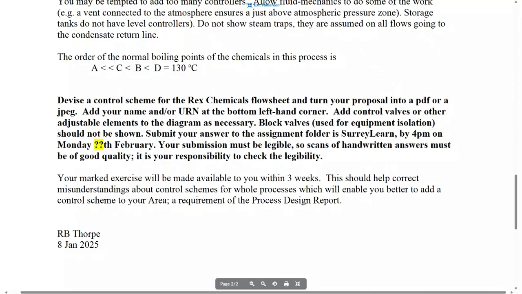This should help correct misunderstandings about control schemes for whole processes, which will enable you to better add a control scheme to your area, a requirement of the process design report. The end.